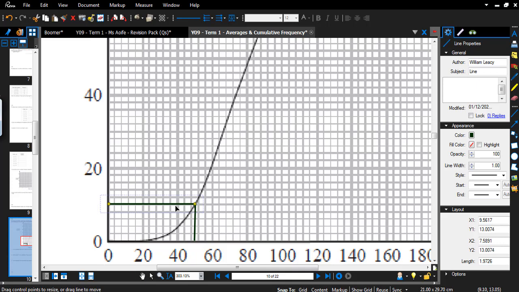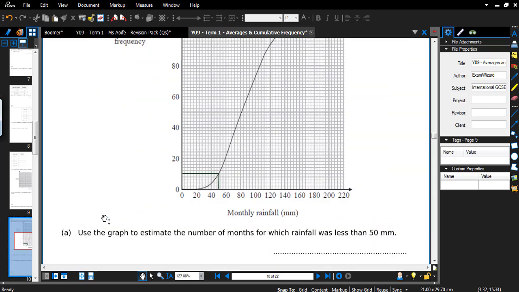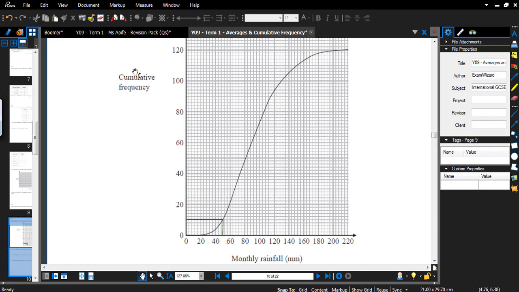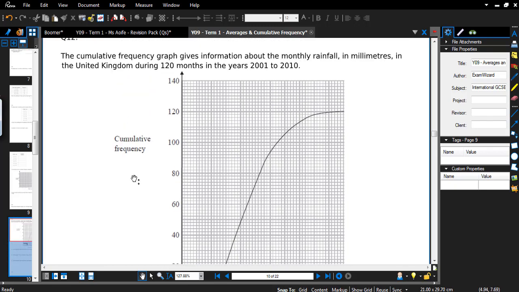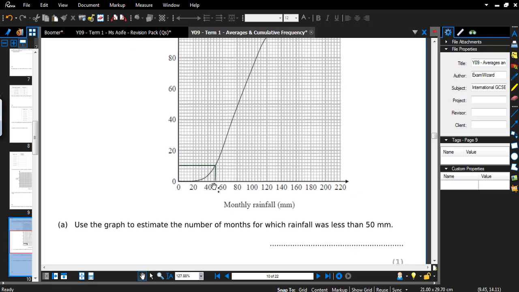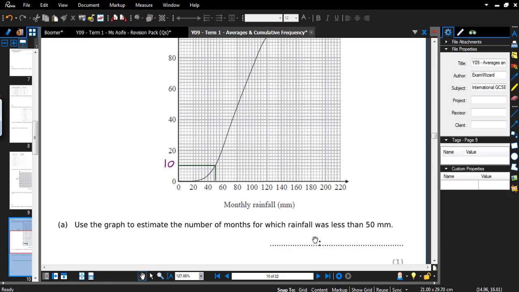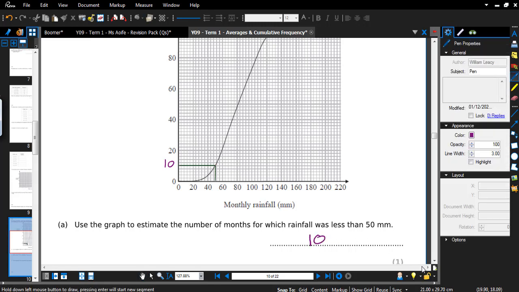Just on the button. Yeah, it's right in the middle, so it's going to be 10. So we have, this is the cumulative frequency. So 10 months had rainfall less than 50. Yeah? Because that's 10. So 10 months had rainfall less than 50.